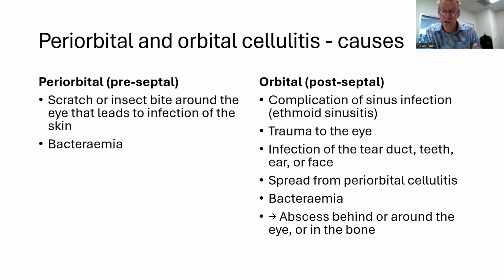Sometimes it's direct trauma to the eye. If a child has a penetrating eye injury, then they're quite likely to get orbital cellulitis. If they've got an infection of the tear ducts or the teeth or the face or the ear, then sometimes that can spread to the orbital space. And sometimes if periorbital cellulitis is not treated promptly, then the child will develop orbital cellulitis from that. It'll spread beyond the septum into the globe.